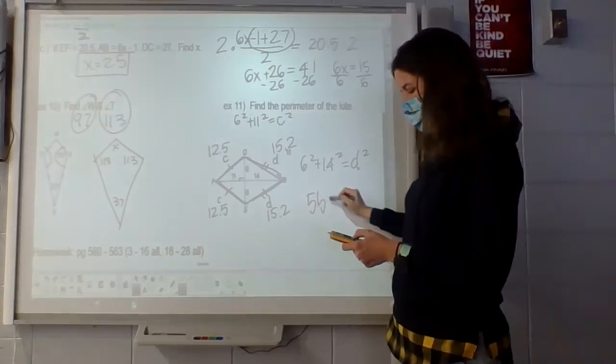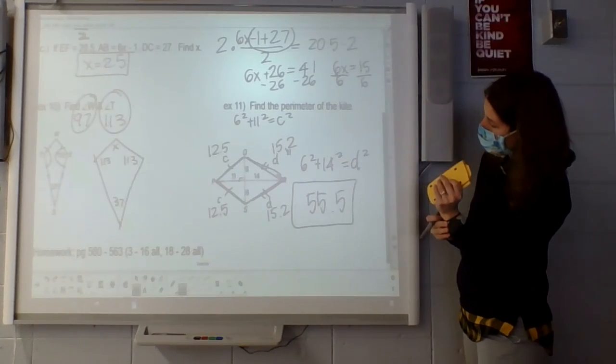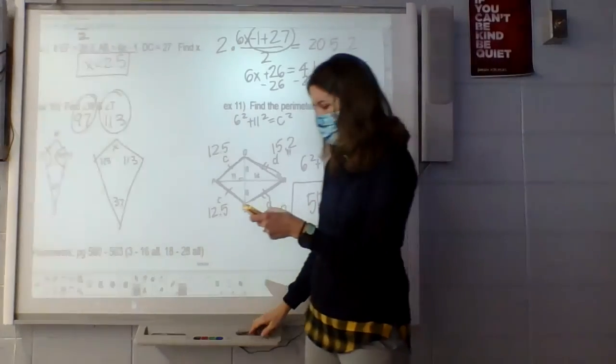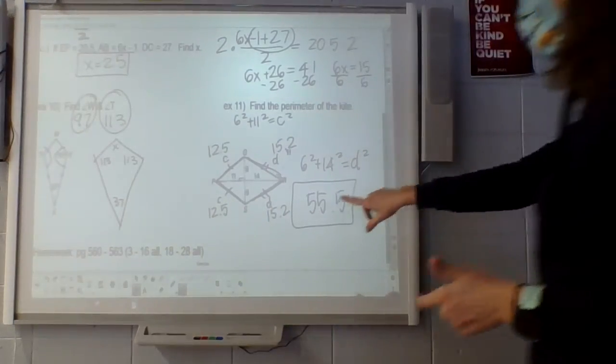So the perimeter ends up being like 55.5-ish, maybe a little bit more, 55.4. All right.